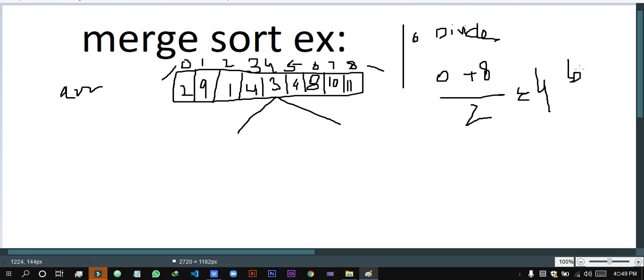You can say lower bound plus upper bound over 2. This is the upper bound, this is the lower bound. L for lower bound and P for upper bound. Okay, so now I have divided it into sub parts.